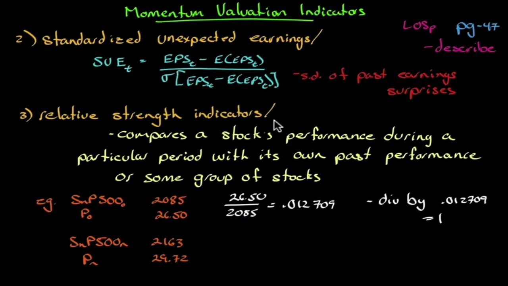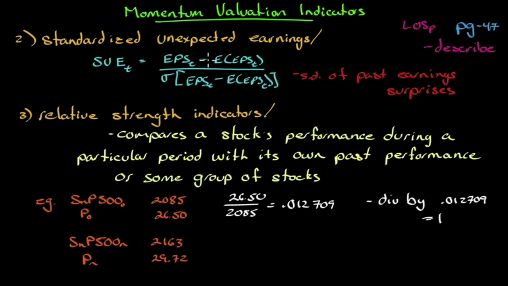Next one, the standardized unexpected earnings. Again, this is the same thing in the numerator. It's just your unexpected earnings, but rather than dividing it by the standard deviation of the analysts' estimates, you're dividing it by the standard deviation of the past earnings surprises. So you can see in the brackets here you have exactly what you have in the numerator, except it's all the past earnings surprises, maybe over the past 20 quarters. Then you'd look at the standard deviation of what all those surprises were.